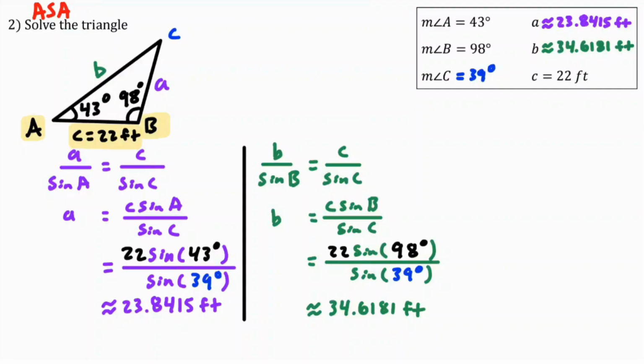All three angles add up to 180 degrees. The smallest angle should correspond to the shortest side. The next smallest angle should correspond to the next smallest side. And the largest angle should correspond to the longest side. So this is an example of an angle-side-angle that should only give us one triangle.